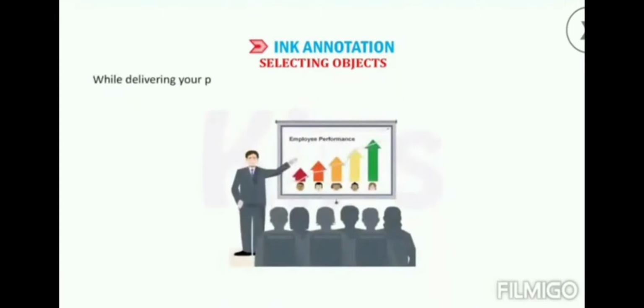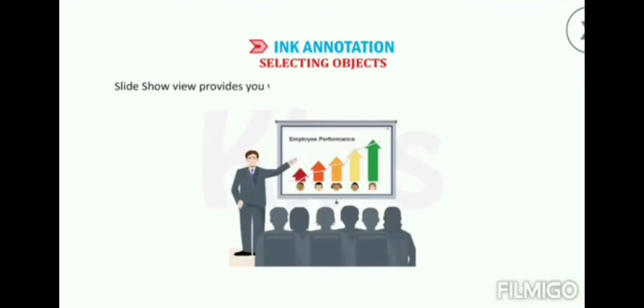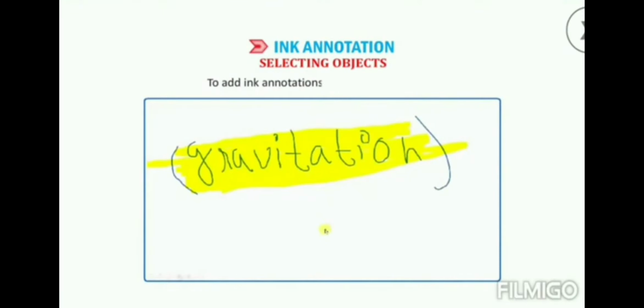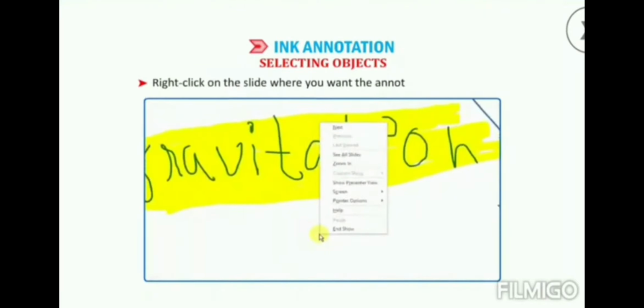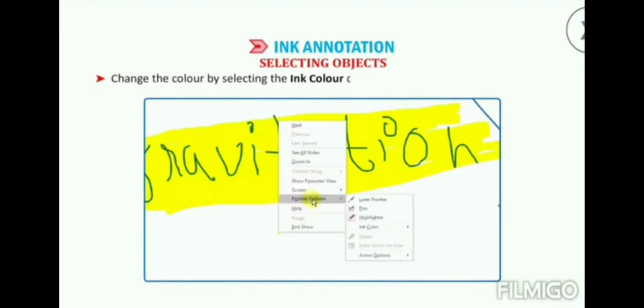While delivering your presentation to the audience, you may need to emphasize a word or phrase or make some explanatory notes on the slides. Slideshow view provides you with various options to annotate your presentation. To add ink annotations during the slideshow, right-click on the slide where you want the annotation pen to appear. Select the pointer options from the context menu. Now select the pen or highlighter option as desired. Change the color by selecting the ink color option and choosing the desired color from the palette.